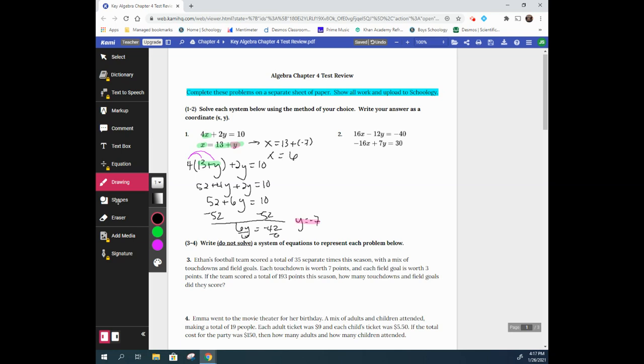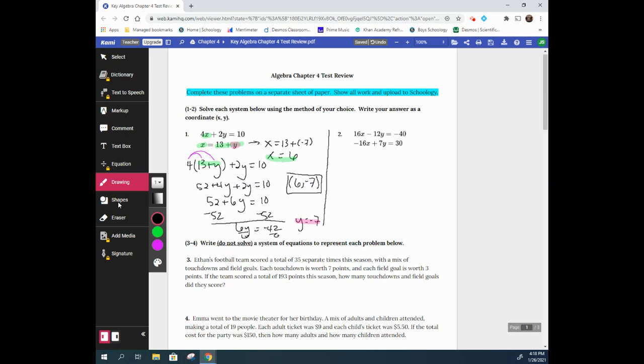We want to write our answer as an ordered pair. So we don't want to have to search all over your paper to figure out where your answer is. You're going to write your answer as an ordered pair xy. So 6 comma negative 7 would be your answer for number 1.